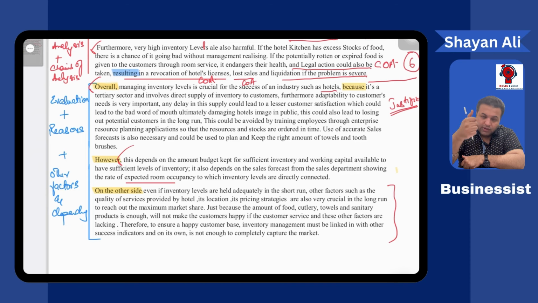So moving again, evaluation comes from three different aspects. Firstly, your opinion, followed by a justification, followed by the dependency along with the other side of the coin. So this is a complete template. This is a complete template for the 12 marker question.